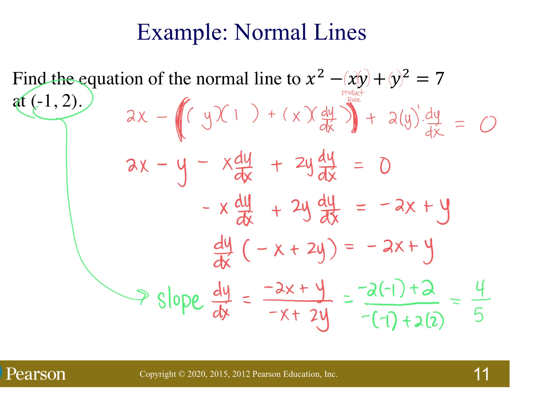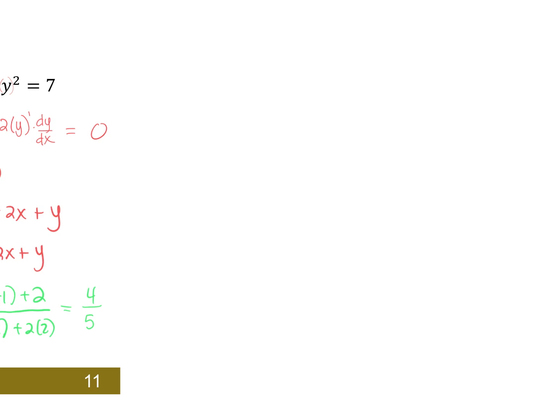Is that the slope we need? No. What do we need? We need normal. So my last step would be to write a normal line. The normal line will be y minus 2 equals the normal slope, negative 5/4, multiplied by x plus 1. You don't have to distribute that. You may leave that in point slope form, and that is our normal line.